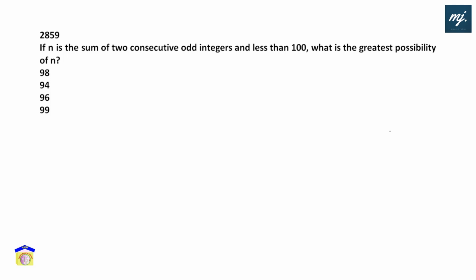I'm wondering how I have given so many surface reasoning mathematical questions in one session. Let's solve, because this is what I have and I'm doing. If n is the sum of 2 consecutive odd numbers and less than 100, that means the sum is less than 100. Let the 2 consecutive odd numbers be 2k minus 1 and 2k plus 1. That means 2k minus 1 plus 2k plus 1 should be less than 100.